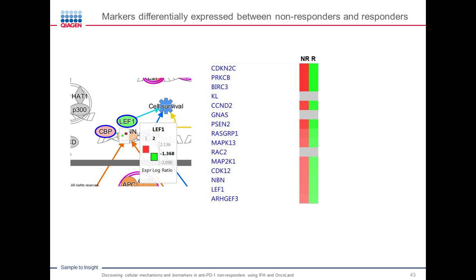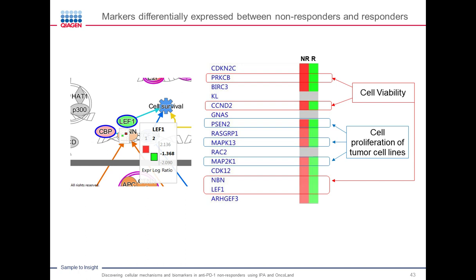What if you did not know what these markers were? Then you can easily use Ingenuity's database and figure out what these markers are, which is what I have done over here. So you can see markers such as CCND2, NBN, and LAF1 are all cell viability markers, and they're up in non-responder and down in responder. Similarly, other markers that are related to cell proliferation, such as PSEN2 and MAP kinase 30, are also up in non-responder and down in responder.